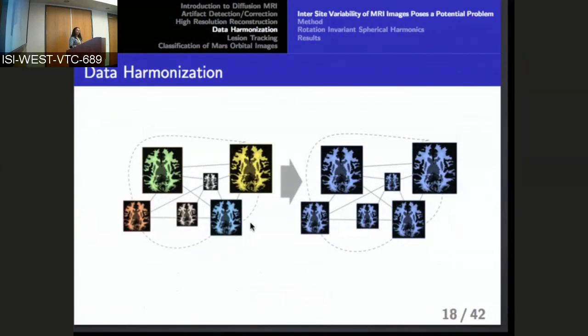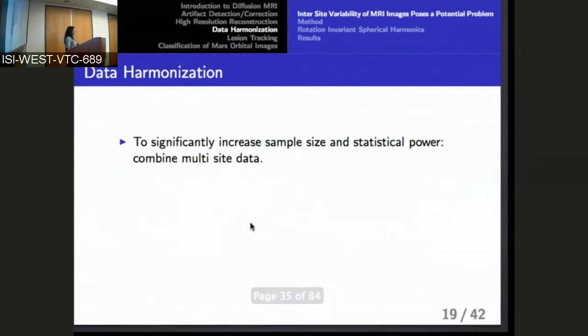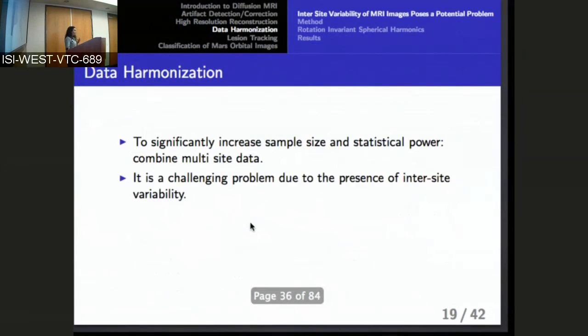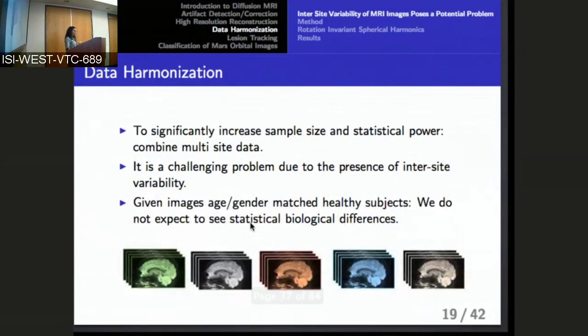Okay, another challenging problem in diffusion MRI is intersite variability. Let me explain it to you. What do I mean? To significantly increase the sample size and statistical power of our studies, we need to combine information from multiple sites. But it's not easy. Why? Because of the presence of this intersite variability.